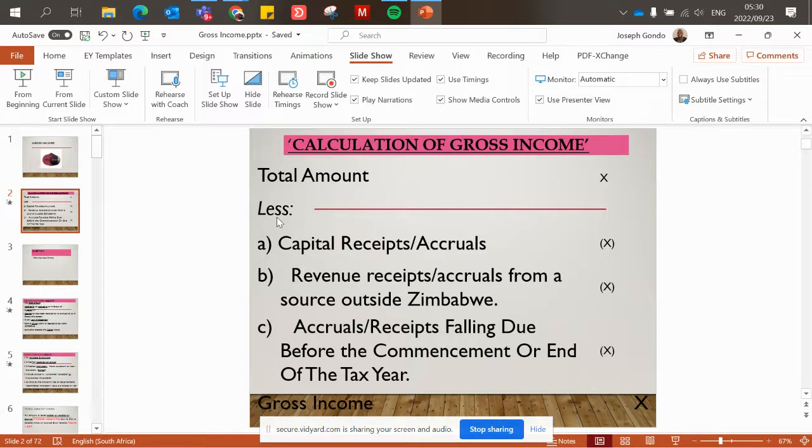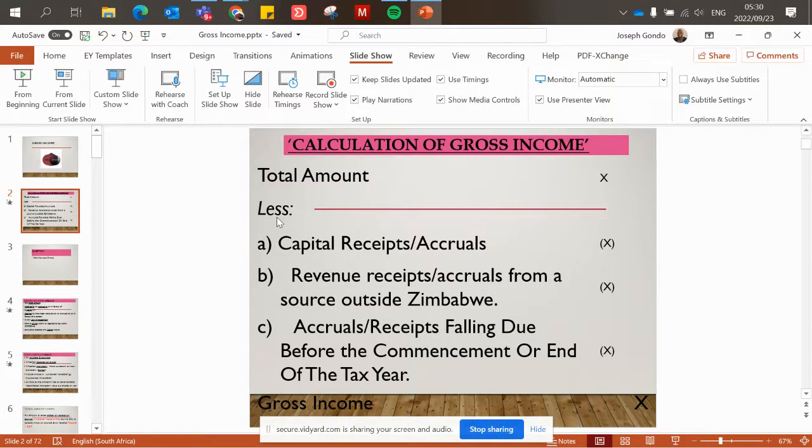Then you're going to remove also, whether revenue or capital receipts, those that are received from a place outside Zimbabwe, because we know that Zimbabwe is source-based. Our tax system is source-based. So income that is proved to the satisfaction of the commissioner that it is not from a source within Zimbabwe cannot be taxed in Zimbabwe unless it is deemed to be from a source within Zimbabwe.